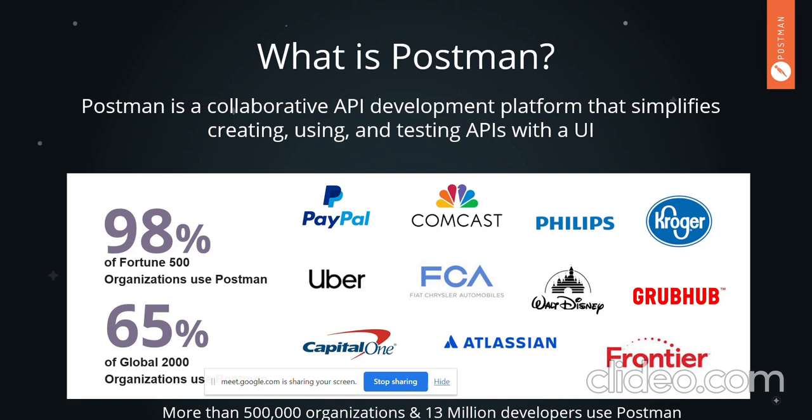What is Postman? Postman is a collaborative API development platform that simplifies creating, using, and testing APIs. So it is simple to understand. We can test APIs, we can develop APIs with the UI, and we can also do some cool stuff with it. 98% of the Fortune 500 companies and organizations use Postman. There are famous companies like PayPal, Uber, and Philips. Walt Disney also uses Postman for its development.